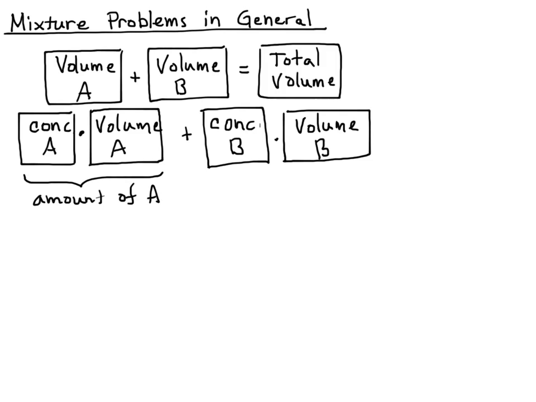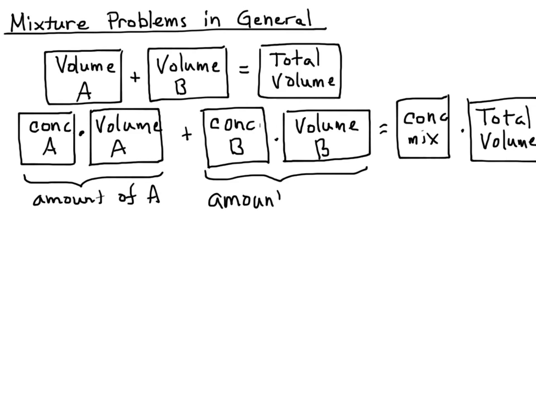Do the same thing with B, where we'll take its concentration in B and multiply it by the total volume in B, and that's the amount of that ingredient in solution B. And when you mix them together, then you get a concentration of the mix times the total volume, which will be the total amount of that particular ingredient that you're looking at.